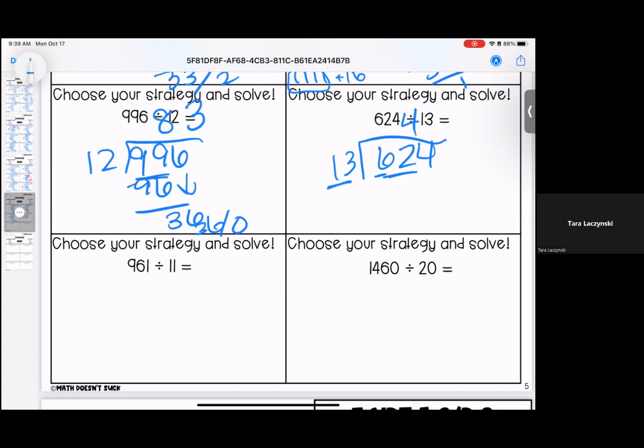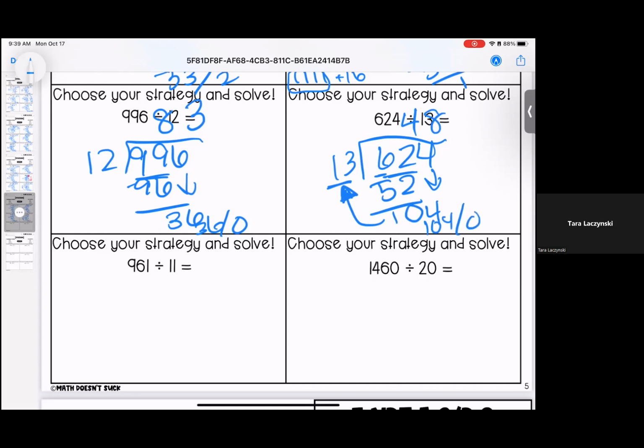4 times 13 leaves me with 52. This is another one with a big number after I subtract, but it's smaller than what I'm dividing by, so it is still a-okay. Bring down my 4. This is going to go in another 8 times. 8 times 13 is going to give me 104 on the nose.